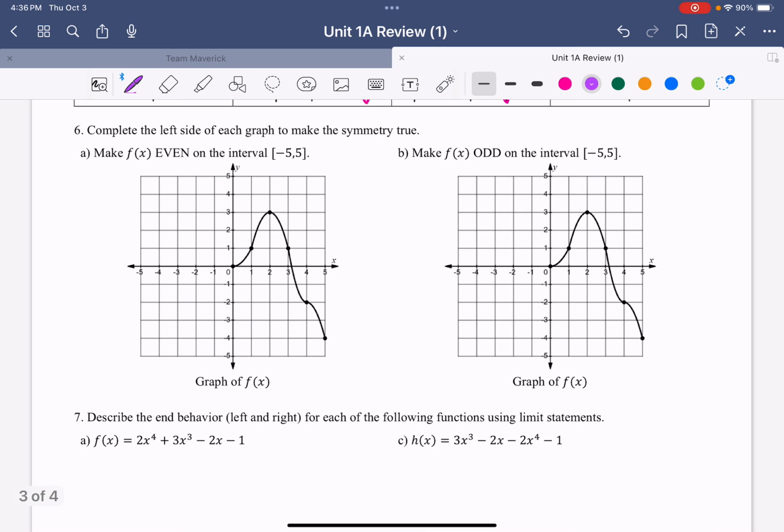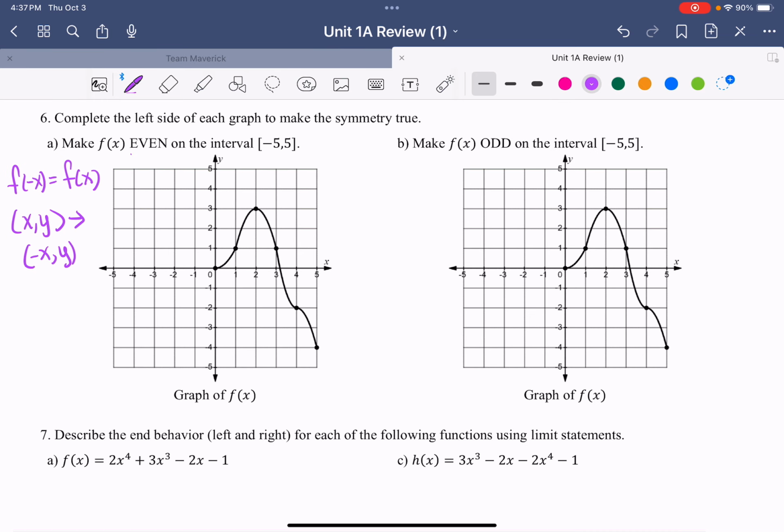Okay. So this says complete the left side of each graph to make the symmetry true. I'm going to make f of x even on this interval. And so if it is even, here's some things we need to know. We seem to really struggle with that. If it's even, f of negative x equals f of x. That means if I have an ordered pair (x, y), there is also an ordered pair (negative x, y). And if it is even, it has y-axis symmetry.